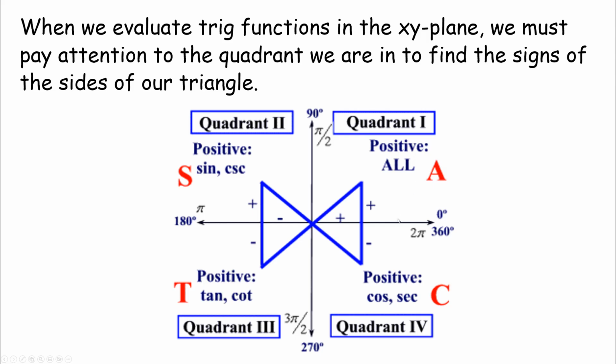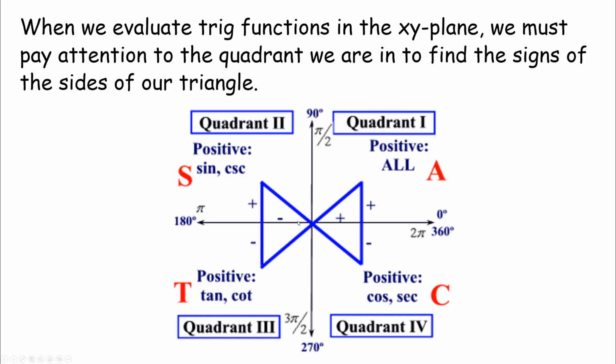So when you're in the first quadrant, x is positive, y is positive, so your triangle sides are both positive, which means that all the trig functions are going to have a positive value in the first quadrant. In the second quadrant, x is negative. Cosine will end up being negative because cosine involves the adjacent side, which is the x-coordinate. And so cosine and therefore secant end up being negative in the second quadrant.